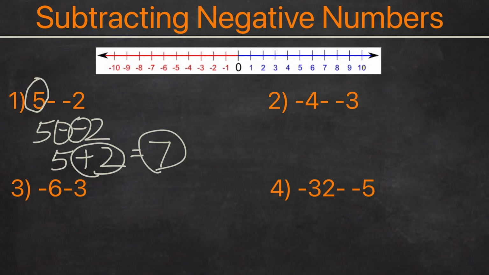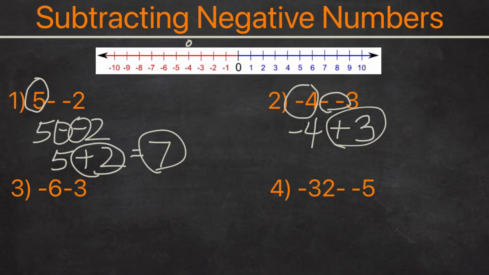For number 2, our starting point is going to be on negative 4. So we're going to place the point here. And again, we have double negatives here. So we will convert that to addition. So negative 4 plus 3. And when we plus 3, we go toward the right. So we would go 1, 2, 3. And that ended up at negative 1. And that will be the answer.